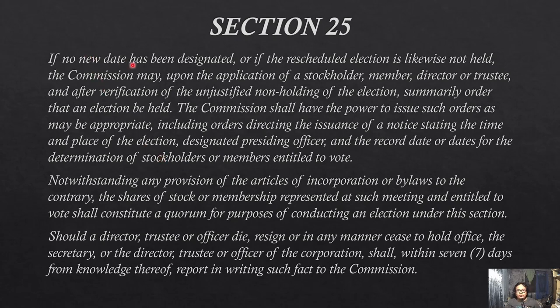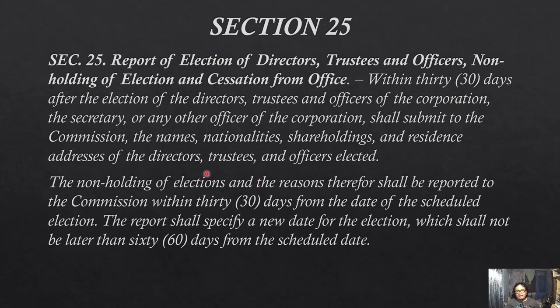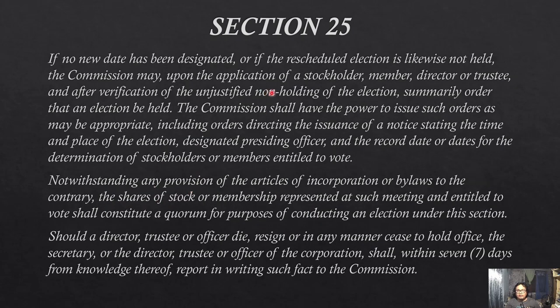Now, if no new date has been designated, meaning they reported but gave no date for the election, or if the rescheduled election is likewise not held, for example they said it was rescheduled to this date but it did not push through, another reason being no quorum, then the Commission comes in. The Commission may, upon the application of a stockholder, member, director, or trustee, and after verification of the unjustified non-holding of the election, summarily order that an election be held. They will be ordered: your election must be held, your reason is unjustified. Take note: unjustified non-holding. If it is justified, that's fine, they can continue.